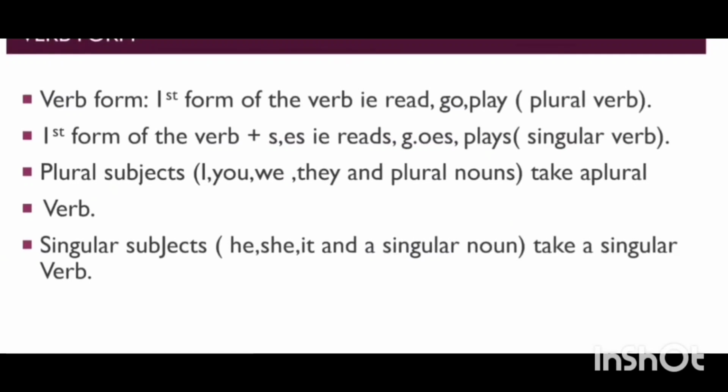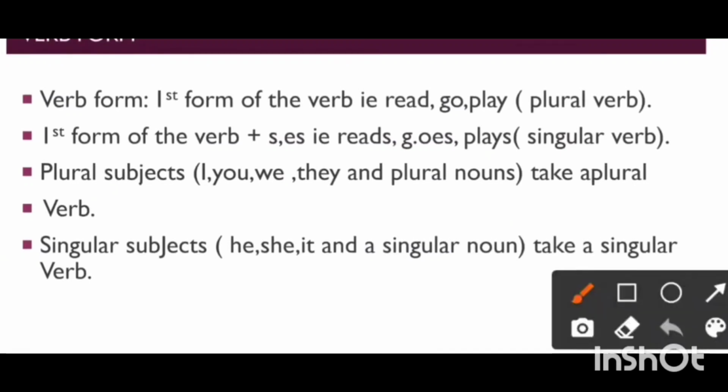Verb forms. Children are generally confused whether they should use go or goes, do not or does not. So let's clear our doubts and have clear concepts. We use first form of the verb. Remember this. There are 3 forms of verbs. First form, second form, third form. First form tells us present time. So we use first form of the verb in present simple tense.